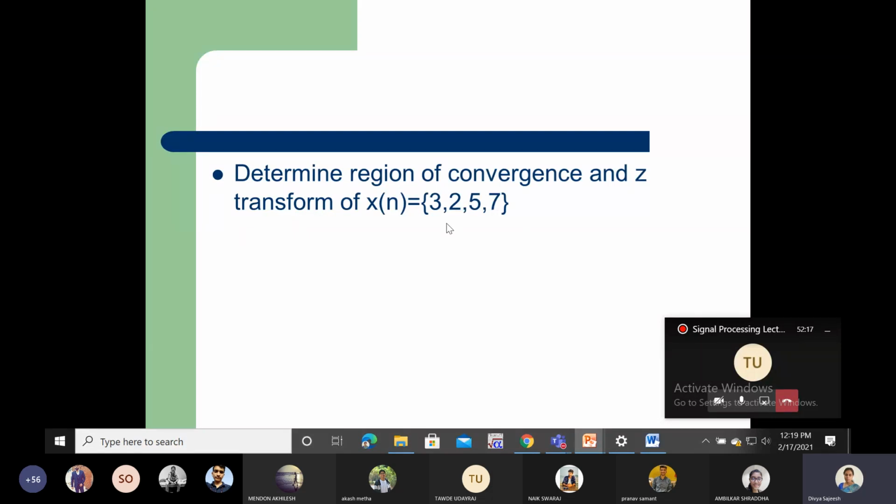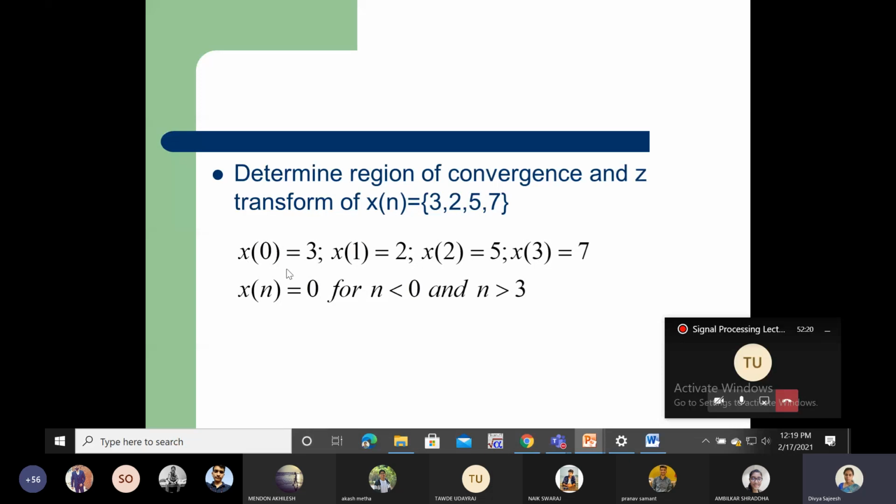So let us note down the series. The first term, x of 0, is equal to 3, second is x of 1 equal to 2, x of 2 equal to 5 and x of 3 equal to 7. So these are the terms. Now we know that the signal does not exist for n less than 0 and for n greater than 3.